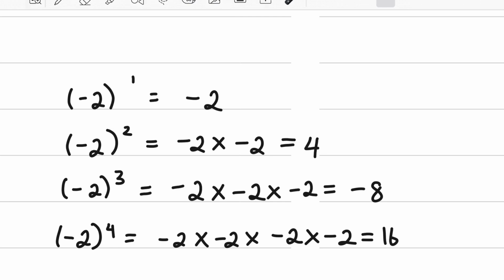Minus 2 cubed, however, would be minus 2 times minus 2, which we realized before was 4. 4 now times minus 2 is minus 8. So minus 2 cubed ends up being a negative number, negative 8. And finally, for minus 2 to the power of 4, we have minus 2 multiplied by minus 2 multiplied by minus 2 multiplied by minus 2. And minus 2 multiplied by minus 2 multiplied by minus 2 is equal to minus 8. Minus 8 multiplied by minus 2, again a negative times a negative, is going to give you a positive. And 8 times 2 is 16.